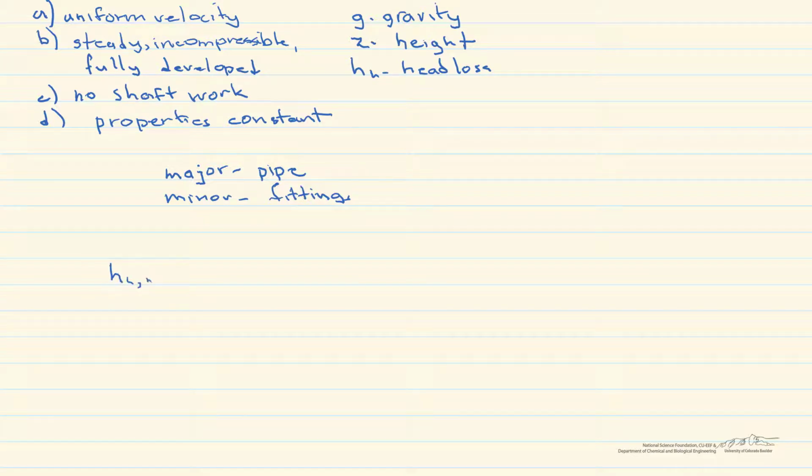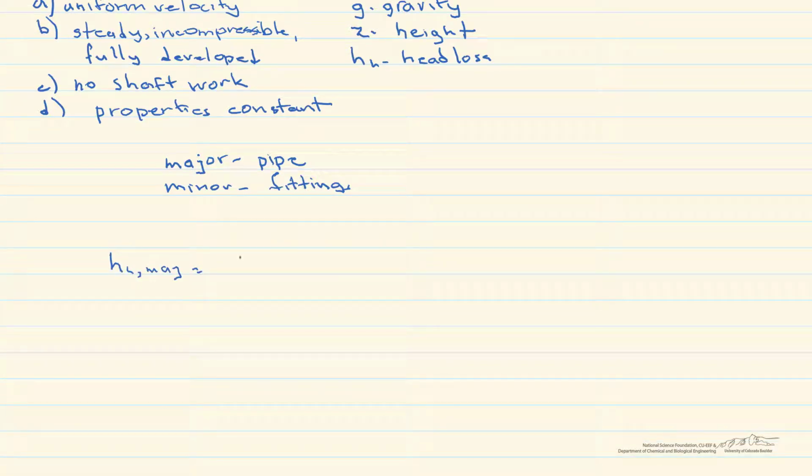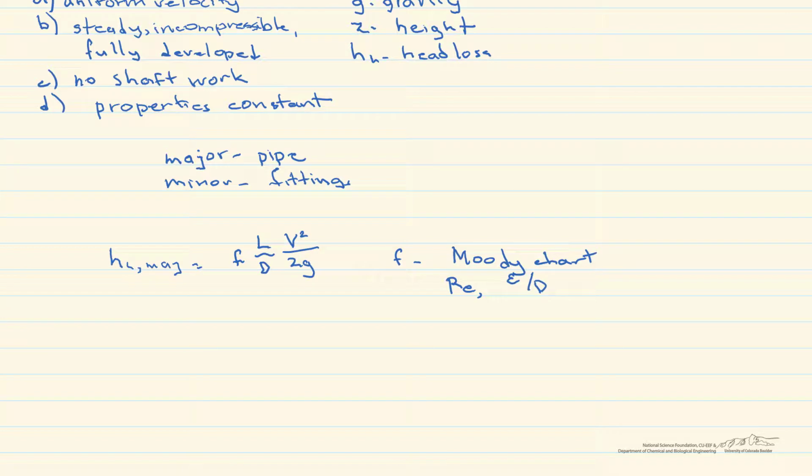So H sub L major is equal to the friction factor, times the length of the pipe divided by diameter, times the velocity in the pipe squared divided by 2g, where g is gravity. To find the friction factor, you obtain it from the Moody chart, and in order to use the Moody chart, you need the Reynolds number and the roughness factor of the pipe divided by diameter. So this expression here was obtained through dimensional analysis.